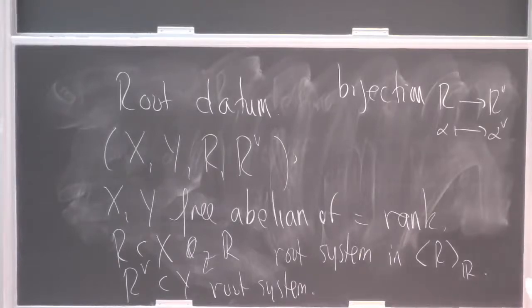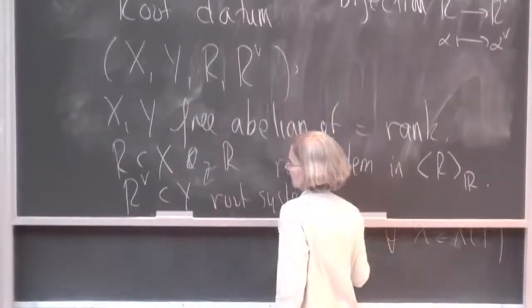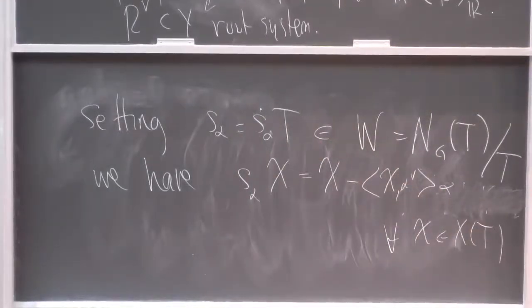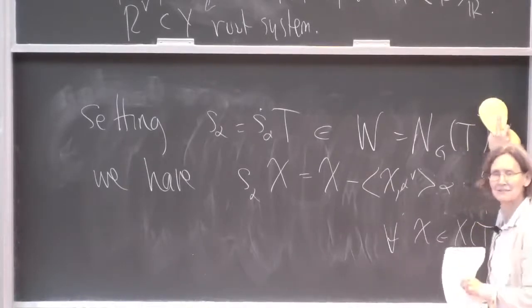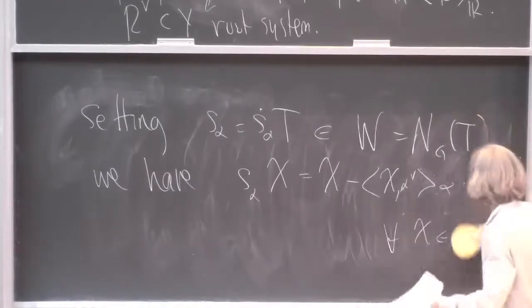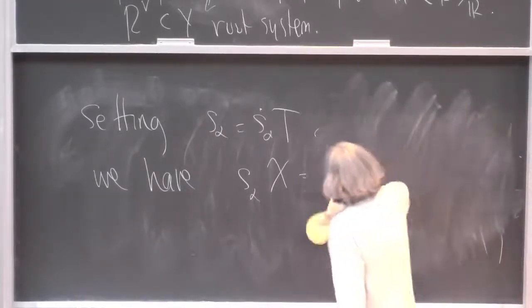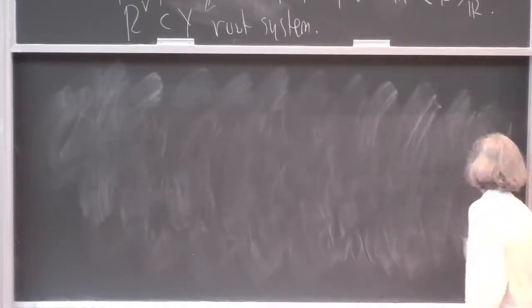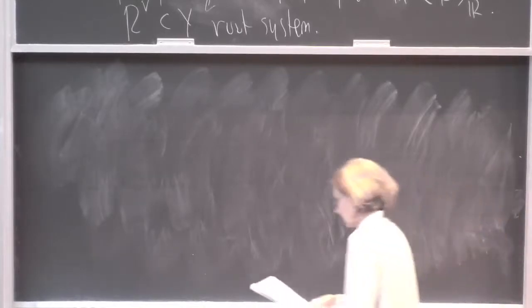So the Chevalley classification theorem says two things. If you give yourself a root datum, there is somewhere out there a connected reductive group such that its set of objects X of T, Y of T, R, R check is that root datum. And if you give yourself two distinct root data, so there's a notion of isomorphism of root data, if you give yourself two different ones, then the groups that are associated are not isomorphic. So it's a classification theorem.